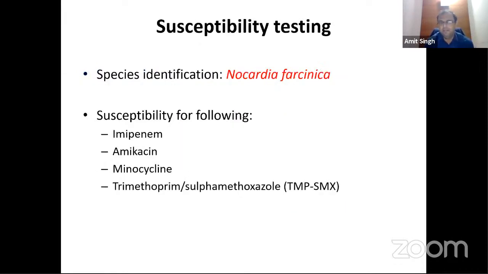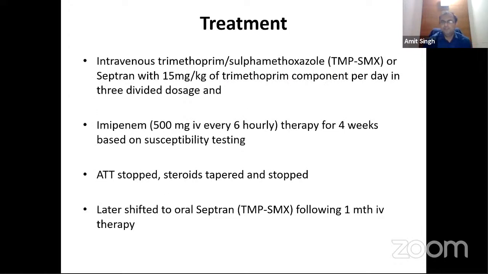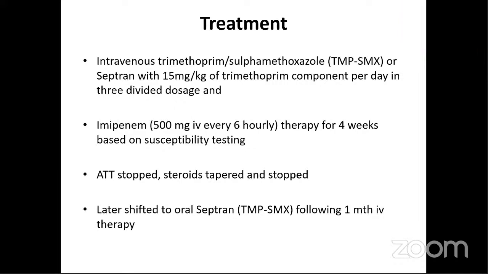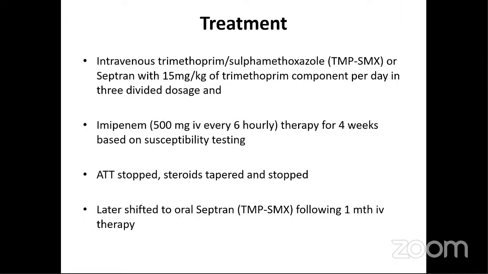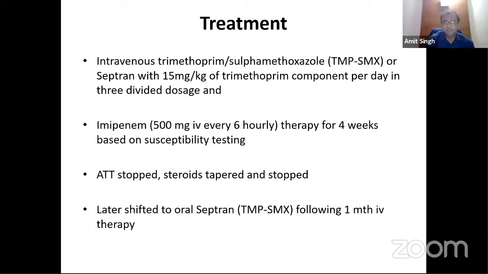And susceptibility testing was also done, and it was susceptible to imipenem, amikacin, minocycline, and Septran, that is the trimethoprim-sulfamethoxazole combination. So this patient was started on initial intravenous therapy with Septran and imipenem for 4 weeks. ATT was stopped, steroids were stopped, and the patient showed improvement with this intravenous therapy. And after a month, the patient was shifted to oral Septran only. So this is the recommended therapy for nocardia patients.